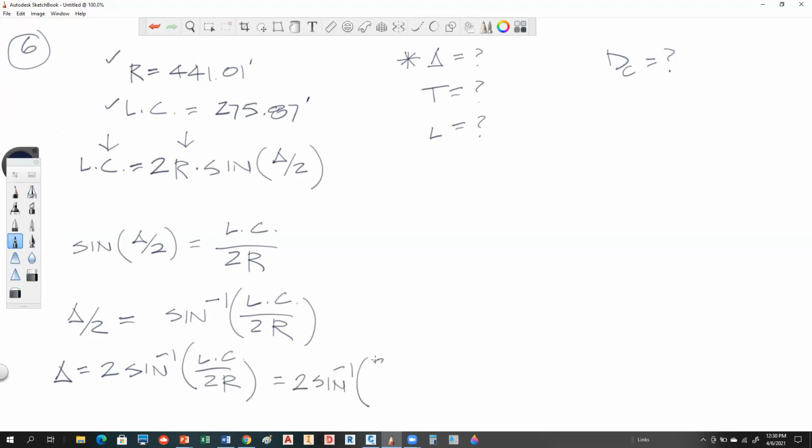Long chord, 275.87 divided by 2 times the radius, which is 441.01. Okay, you guys plug that. If you got calculators, once you calculate that, see what you come up with and verify me, okay?